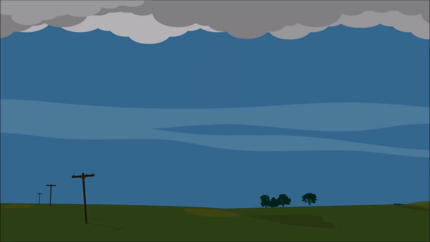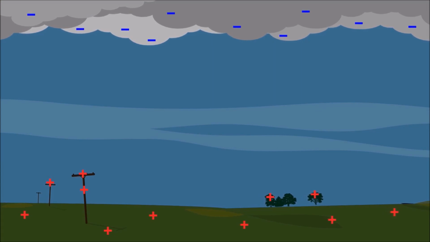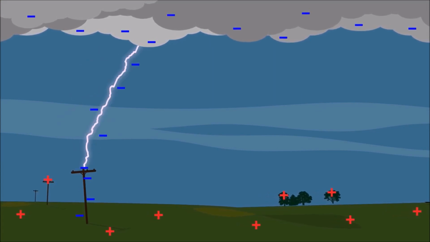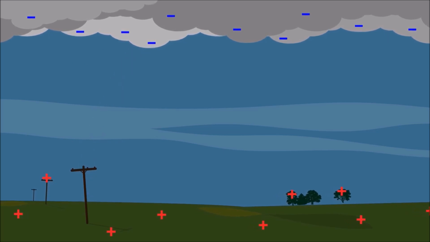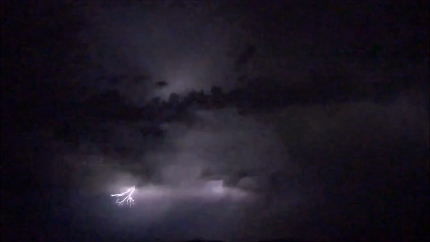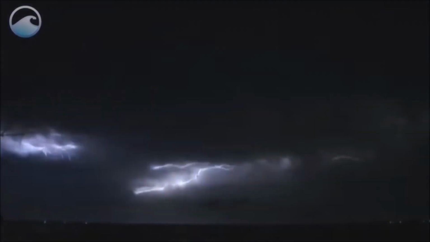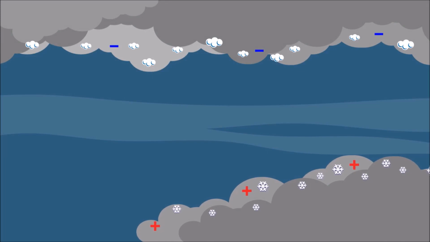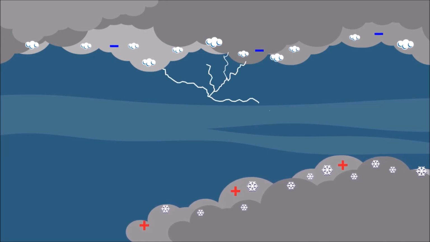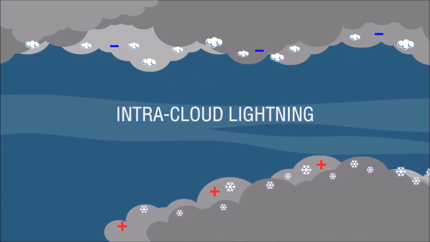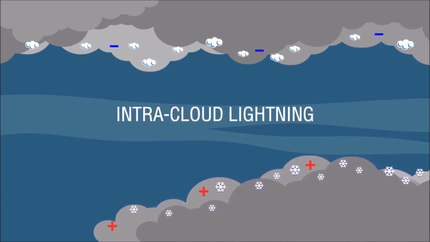Why does lightning often hit trees, telephone poles, or other tall structures first? Trees and telephone poles are often the tallest objects on the ground. So, they are closest to the storm cloud and the first thing in the path of lightning. Lightning can also stay within a cloud or even travel between two clouds. This happens when lightning travels from a negative charge in one cloud to a positive charge within another cloud. This is known as intra-cloud lightning.